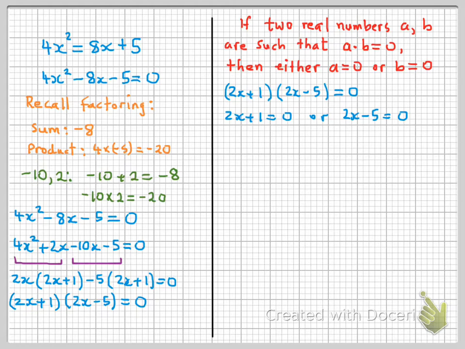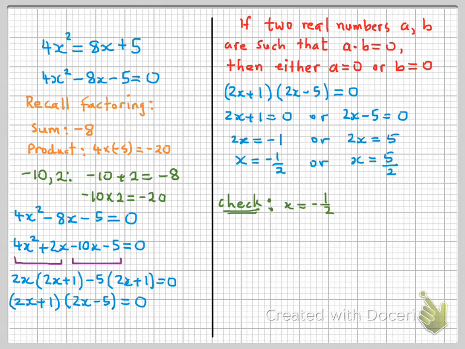These are a pair of linear equations which we know how to solve. If we solve these, we'll get x equals negative 1 half or x equals 5 halves. This will be the solution to our quadratic equation. But are these actual solutions? Will these work? If we plug them back in the equation, we can check to see if that is the case.